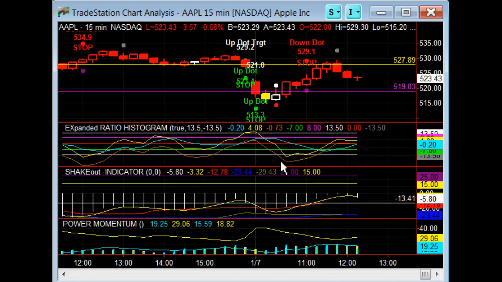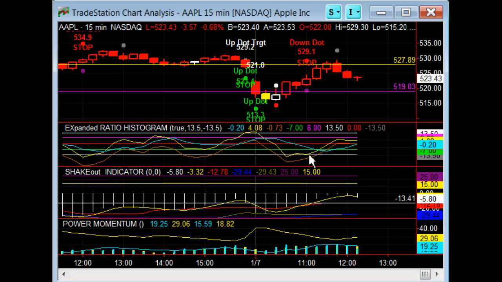And it was very positive from the onset of this setup. Even when the red dot short came in, I was reluctant when I saw that. Unfortunately, with the dot alerts, I can't show that because there's no way to give you the expanded ratio histogram. That is a thought, though.